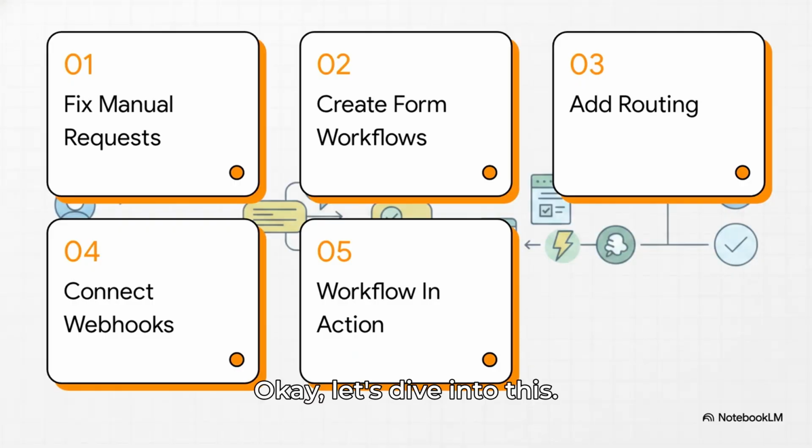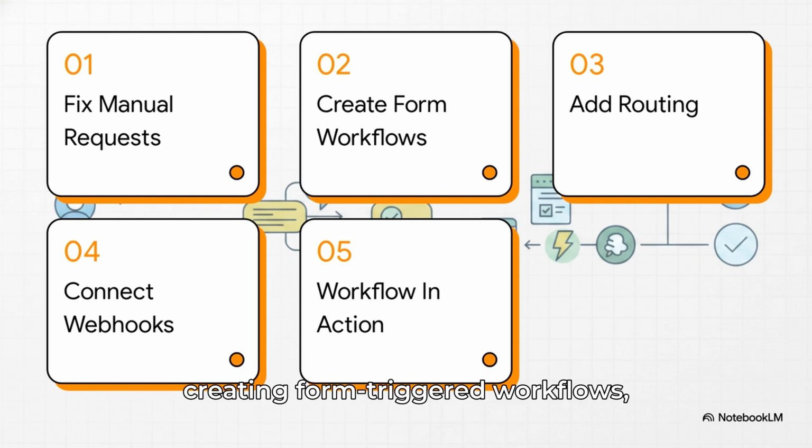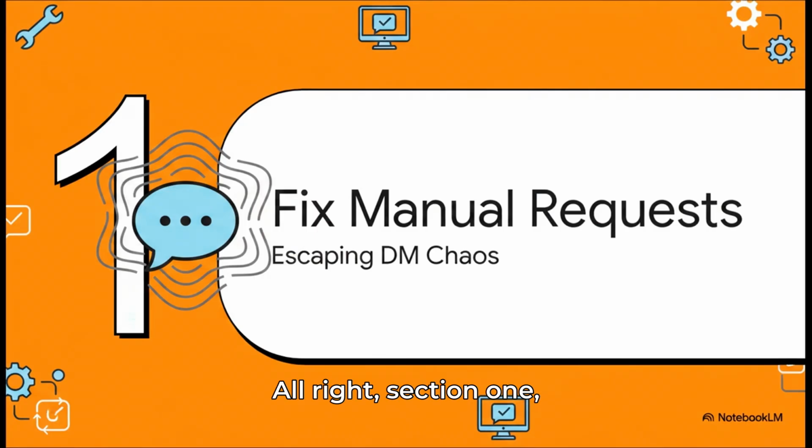Okay, let's dive into this. Here is our exact roadmap to reclaim that lost time. We'll cover fixing manual Slack requests, creating form-triggered workflows, adding conditional routing, connecting external webhooks, and finally, seeing the workflow in action. We're going to build all of this out in a free Slack Workspace demo environment so you can easily follow along. All right, Section 1, fix manual Slack requests, escaping the DM chaos.